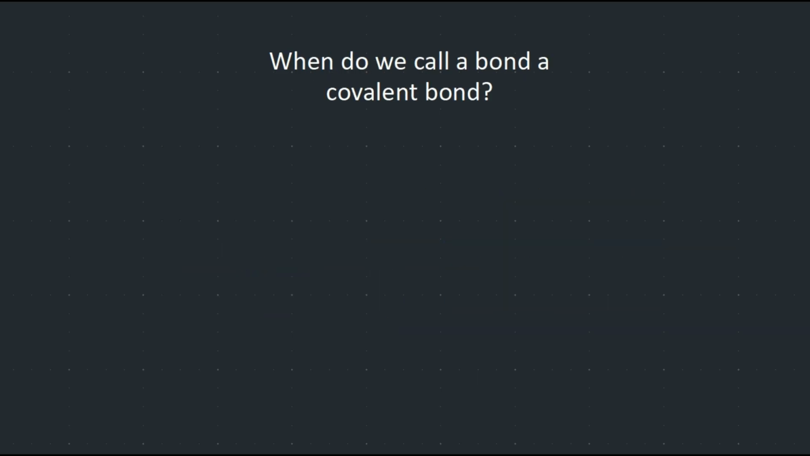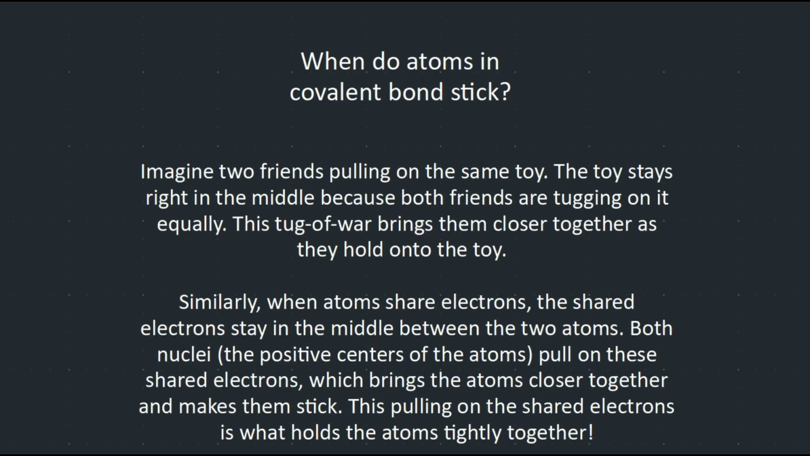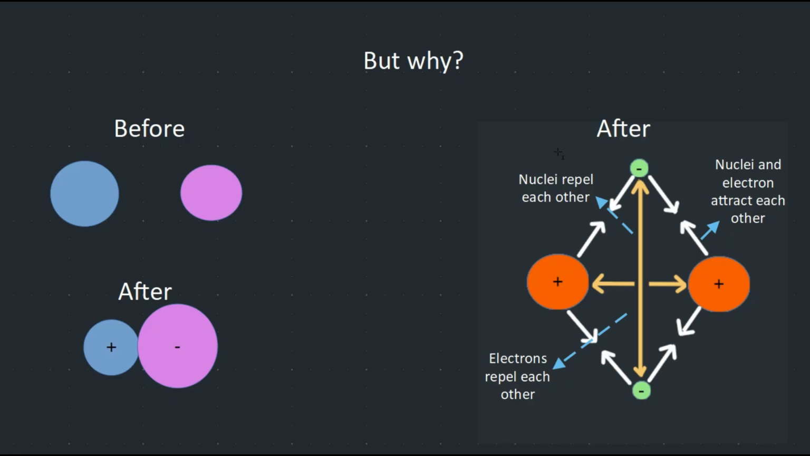Okay, next is covalent bond. Obviously, this has to be when the atoms share. When atoms share electrons, we have covalent bond. So why do atoms in covalent bonds stick? So basically this, right? This is when they stick.